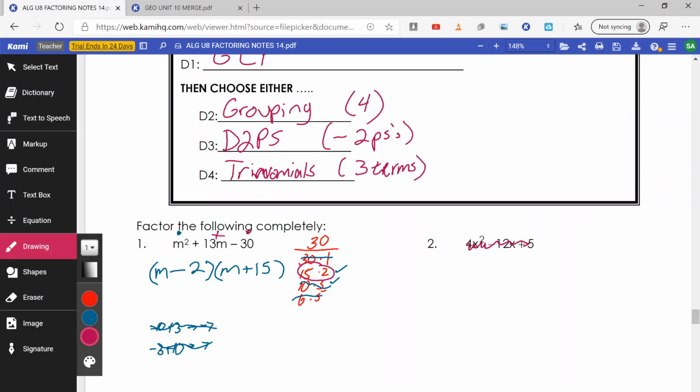So I actually cross it off and put something else. So whatever I gave you in the notes, you'll do that one.